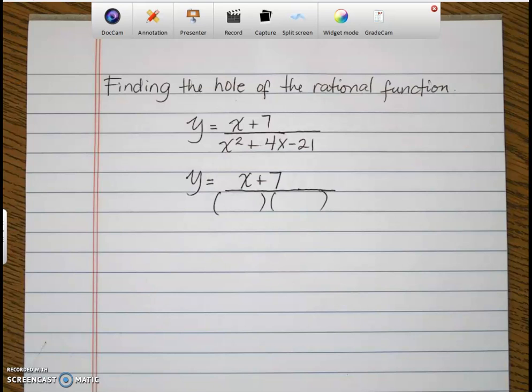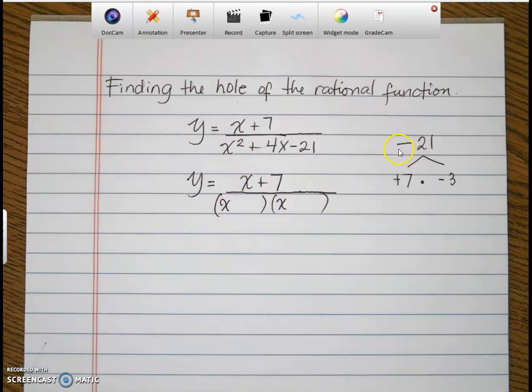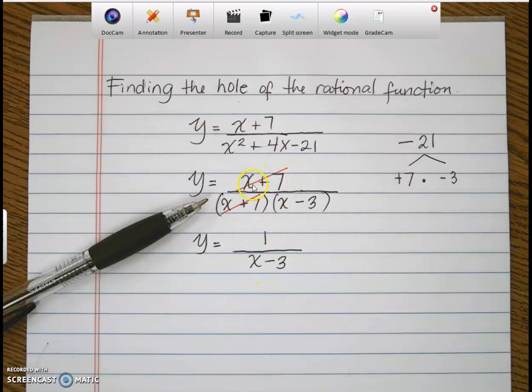Copy down your numerator. Make 2 sets of parentheses for your 2 binomials. Your first terms will be x and x because this is x squared. And then think about the possible factors of negative 21 that when added will give you a positive 4. In this case, I know that negative 21 is positive 7 times negative 3. And I know that when I add them, it will give me a positive 4. So these are your second terms right here. After doing this, you're going to simplify your equation by canceling out x plus 7 on both the numerator and the denominator.